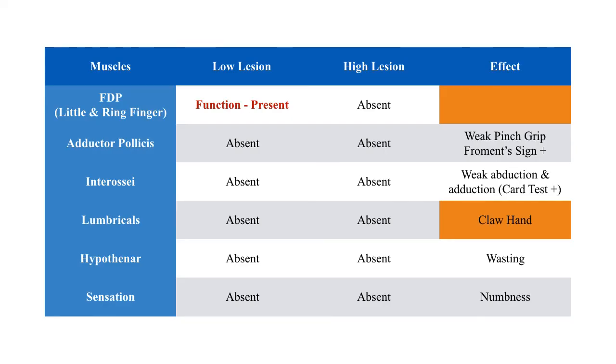So now the last. The difference between low lesion and high lesion is that flexor digitorum profundus action is present in a low lesion, whereas it is absent in high lesion. What is the significance? Again, the entrance exam question is ulnar paradox. So what is this ulnar paradox?